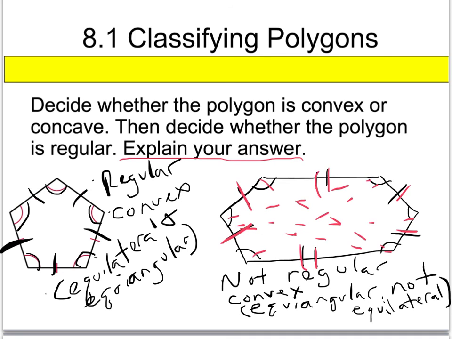So on the left side you have a good example of a regular pentagon. A regular pentagon. Okay, that is convex, and we know a regular pentagon is equilateral and equiangular. Now on the right side you see a beautifully drawn hexagon. Look at that beautiful shape drawn by yours truly. When we look at this, it is not regular, it is convex. The only reason it is not regular is because it is not equilateral. Equiangular, but not equilateral.